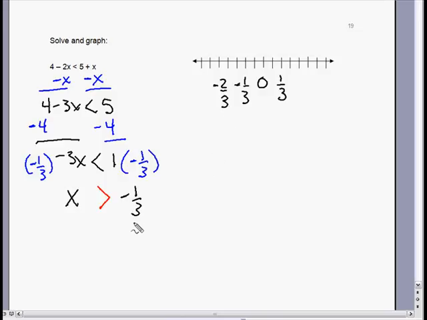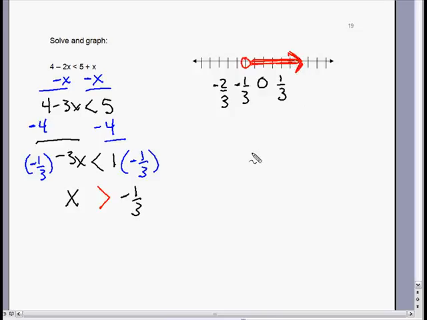So I need to go find the negative 1/3, and I'll be using an open circle. So we go to negative 1/3, open circle, and I want numbers greater than negative 1/3. So I would go to the right-hand side for it to be greater. And there we have it.